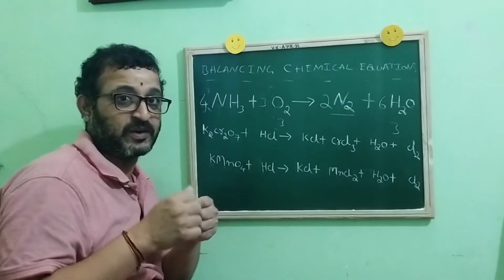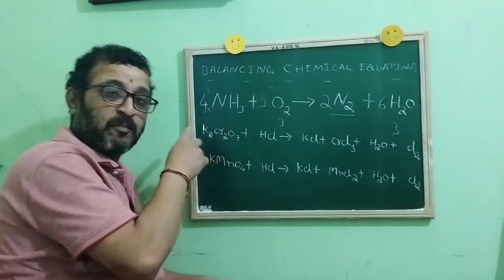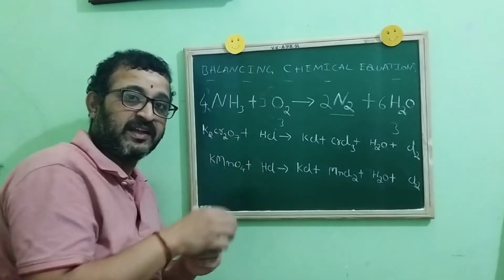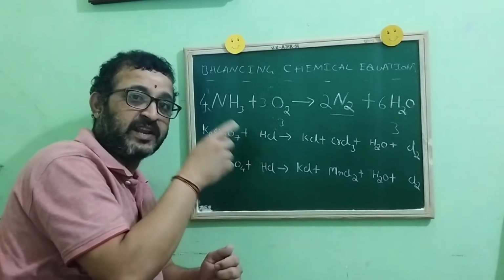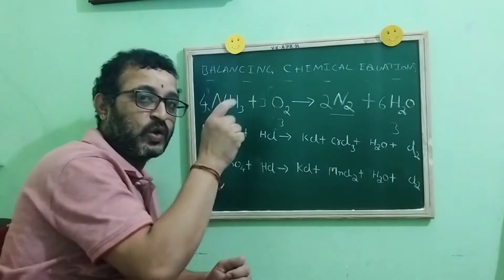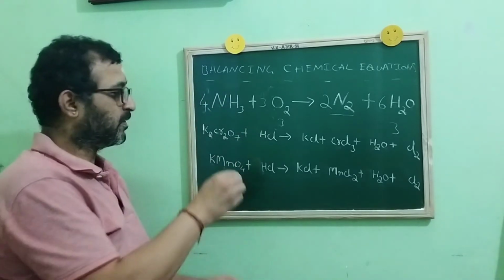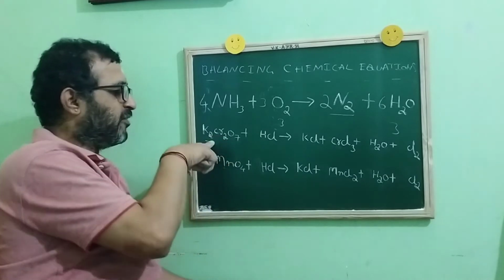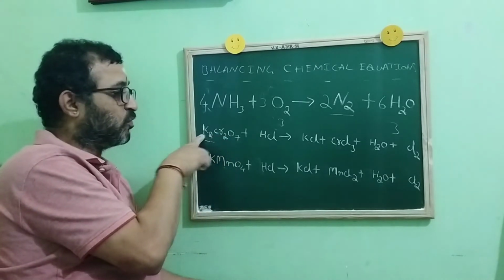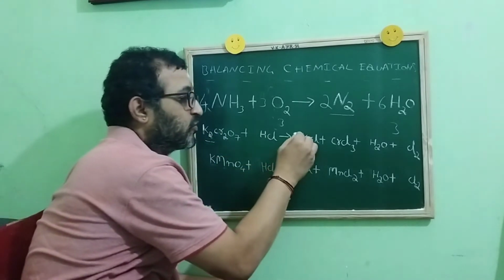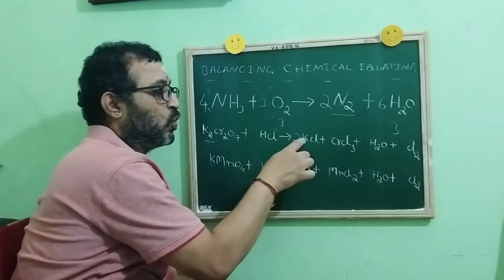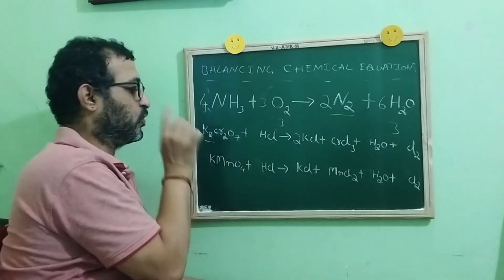Okay children, let us proceed with the next equation. Potassium dichromate reacts with HCl to produce KCl, CrCl3, water and a greenish yellow chlorine gas. How to balance this equation? Common sense says that 2 potassium atoms are there. That is 2 into 1 is what? Here we have what? 1. So I'll make it 2. So 2 ones are 2. Right?